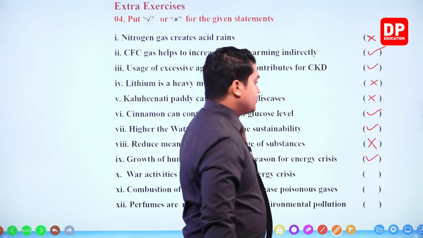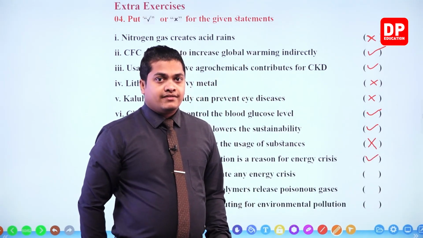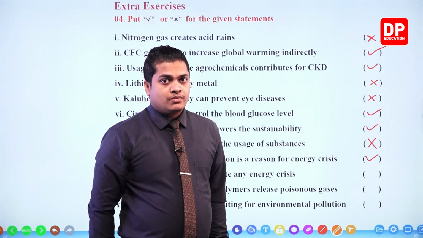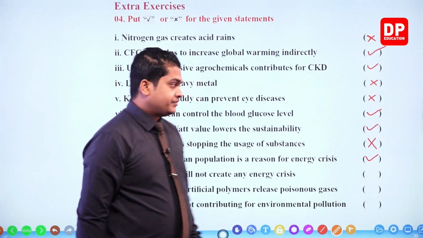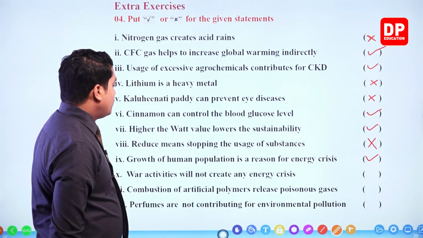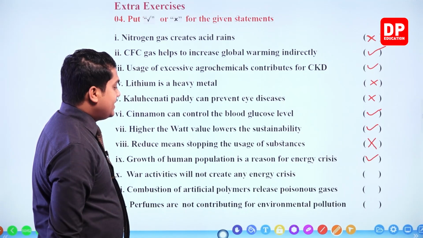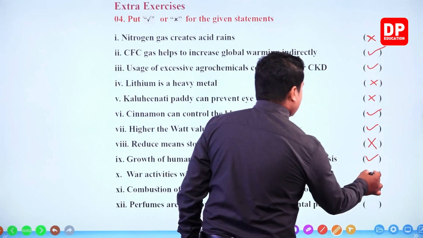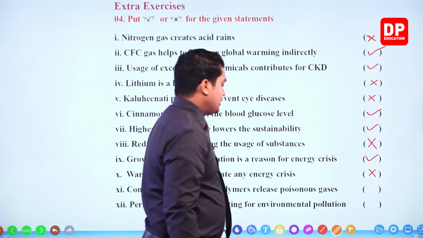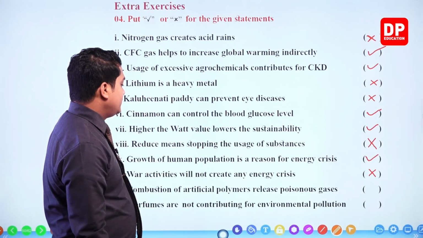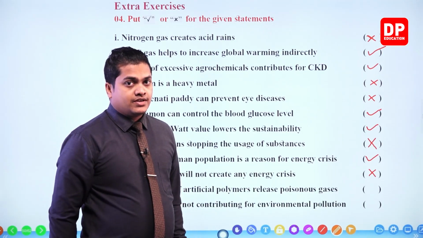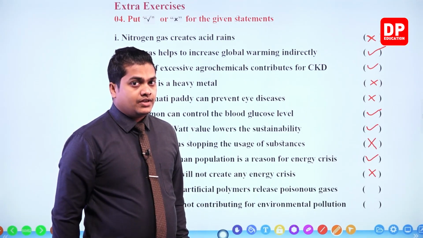Because excess growth of human population will definitely increase the demand for energy. So therefore, it is a suitable answer. So it is correct. Next one. War activities will not create any energy crisis. Totally incorrect, right? War activities are going to create definitely certain kinds of energy crises. Different kinds of energy crisis can occur because of war activities, right?